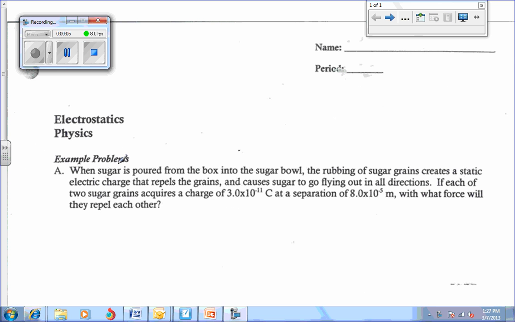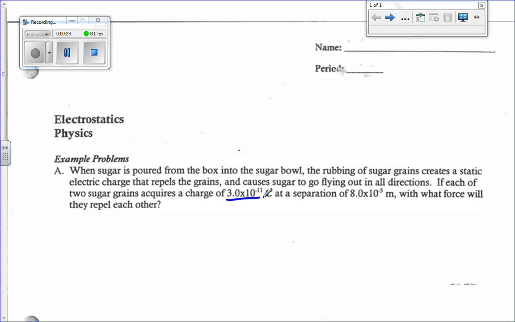Alright, this is your electrostatics worksheet. So let's look at example A. When sugar is poured from the box into the sugar bowl, the rubbing of sugar grains creates a static electric charge that repels the grains and causes sugar to go flying out in all directions. If each of 2 sugar grains acquires a charge of 3 times 10 to the negative 11 coulombs at a separation of 8 times 10 to the negative 5 meters, with what force will they repel each other?